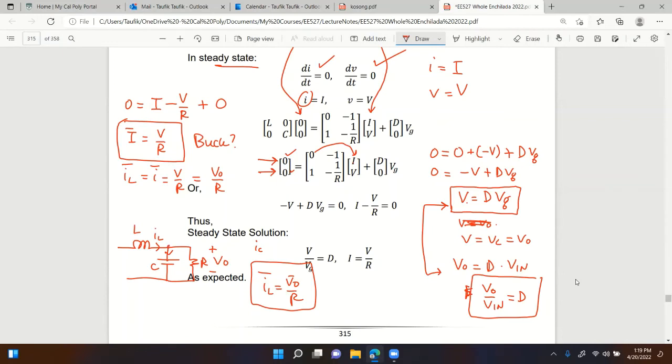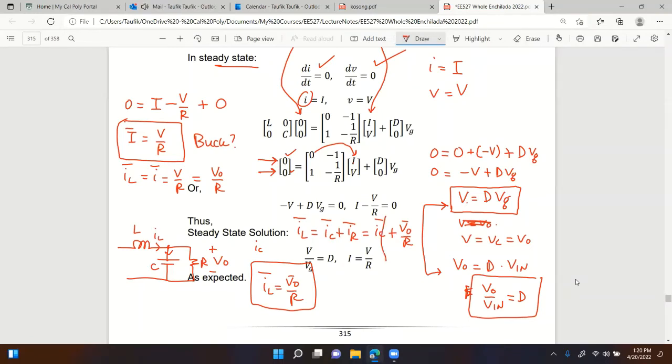From KCL, I know that IL is equal to IC plus IR, right? But in steady state, the average value of IL is equal to the average value of IC plus the average value of IR, right? Am I ignoring IC? I know that IR is equal to V out over R, right? But what about IC average? ASB, yeah, very good.